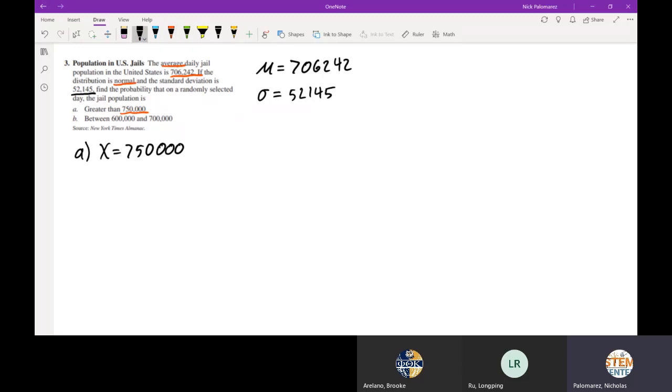So that tells us that we can draw a normal distribution. The mean mu always goes in the middle of our normal distribution. And our X value, since X is greater than the mu, we'll put it on the right-hand side. We want the probability that the jail population is greater than 750,000, which means we are looking for the area to the right of our X value, greater than.